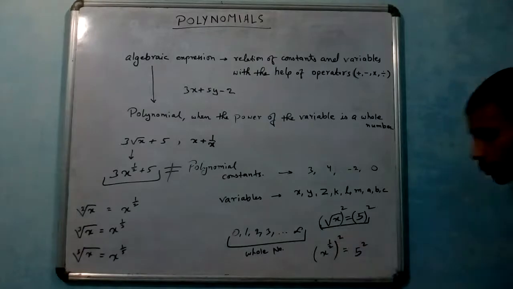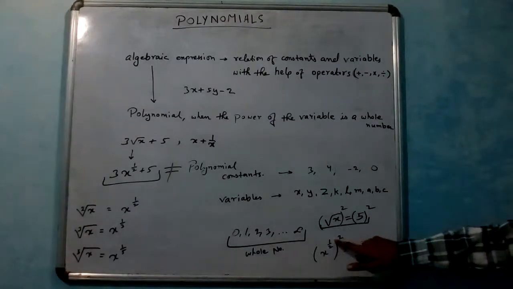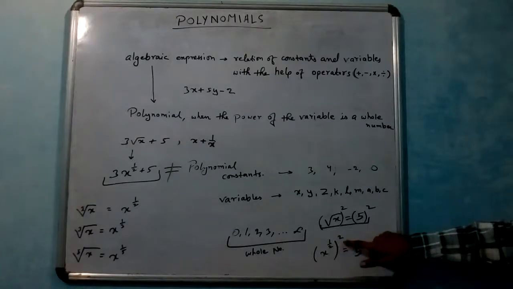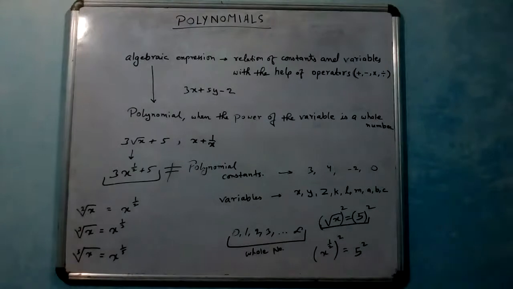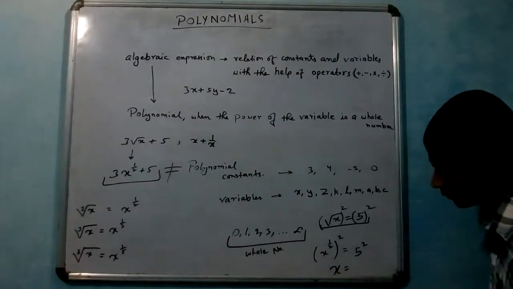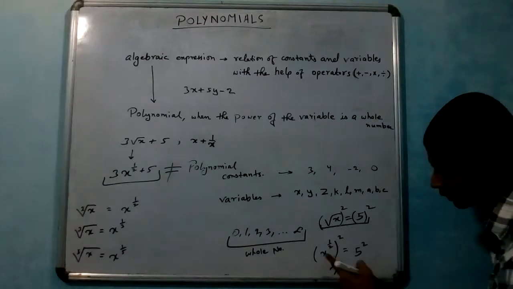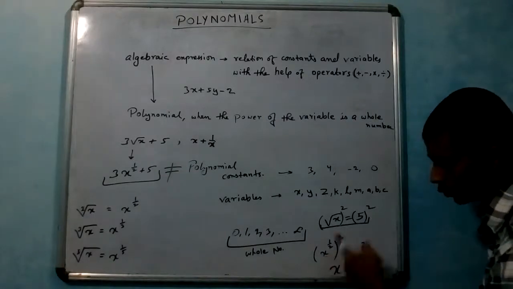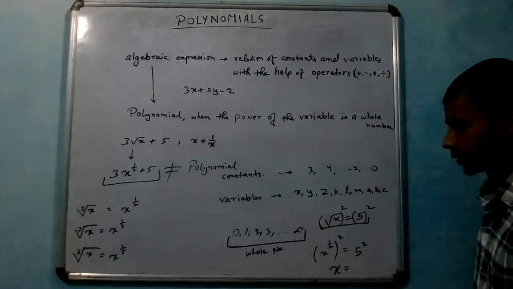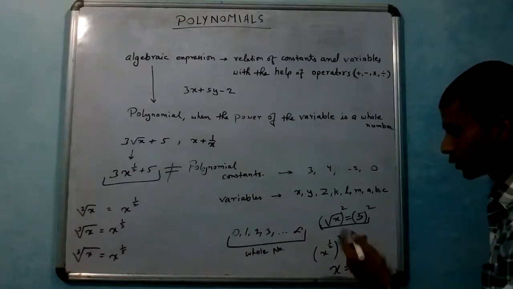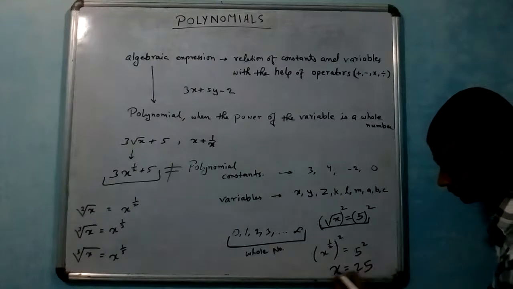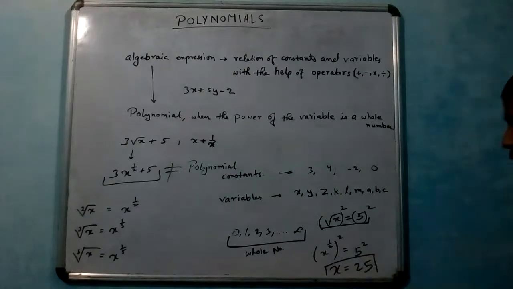We have studied exponents, and when this bracket opens, what will happen? The powers will get multiplied. 1 by 2 into 2 will cancel each other, and what will we get? X. So by squaring here, we are getting rid of this square root form, or not? That is actually what is being done here. And now here 5 square means 25. So x is equal to 25.